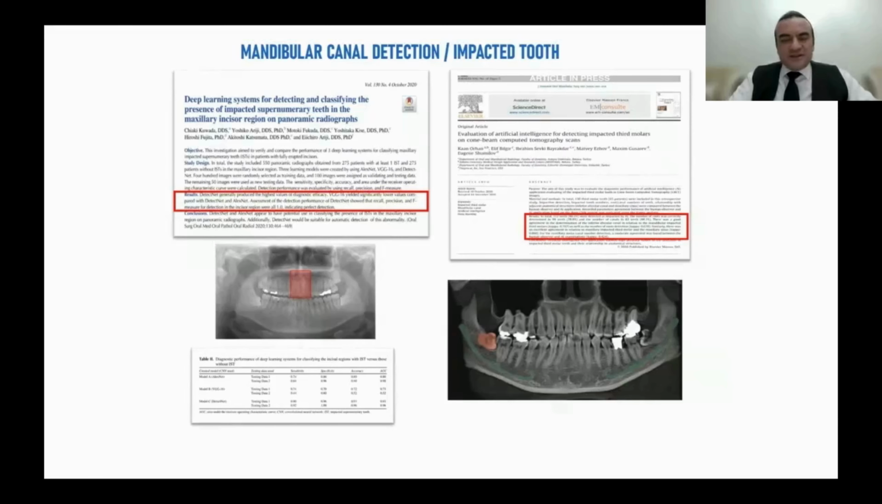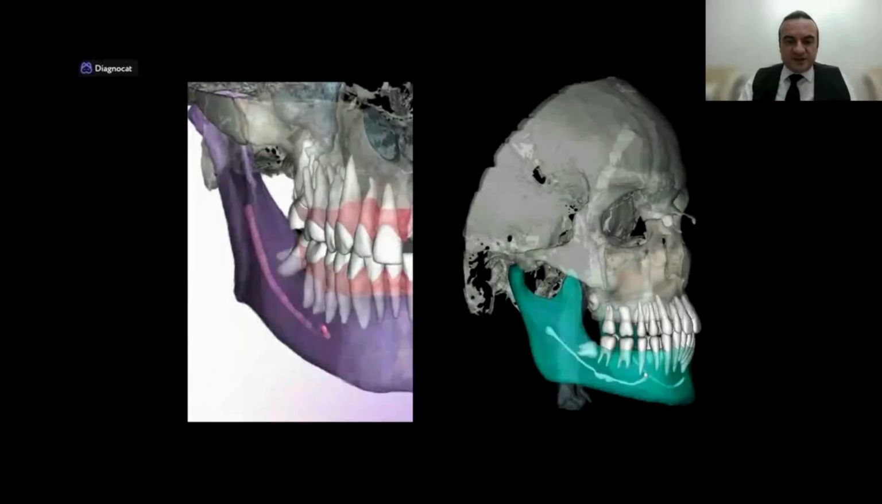Another major application is mandibular canal detection, especially when you are dealing with an impacted tooth. We can trace the anatomy and make the classification of whether the third molar is away from the nerve, just touching the nerve, or interacting with the nerve. It is quite important for the dentist before the surgery. And here is the 3D representation of these kinds of nerve tracings as well.